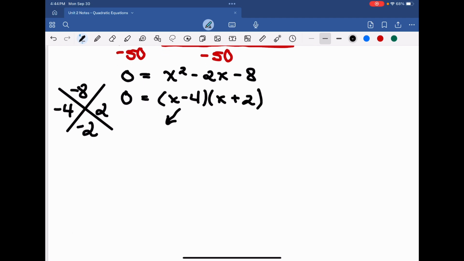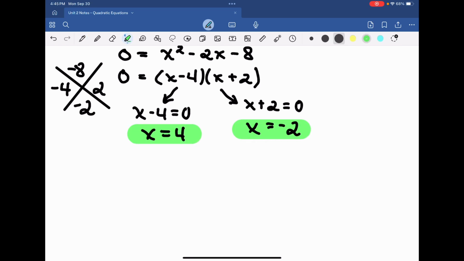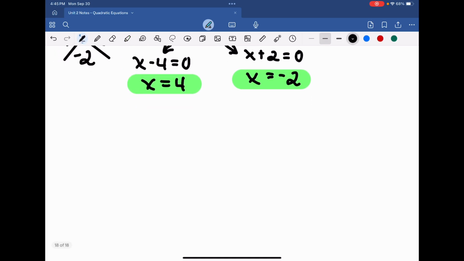We can take these from our quadratic equation unit and write them both equal to 0. So x plus 2 is equal to 0, x minus 4 is equal to 0. When we isolate these for those values, so x minus 4 is equal to 0, let's just clean that up a little bit. I'm going to add 4 to both sides, giving me x equals 4. I'm going to subtract 2 from both sides, giving me x equals negative 2. Here's my solutions here.